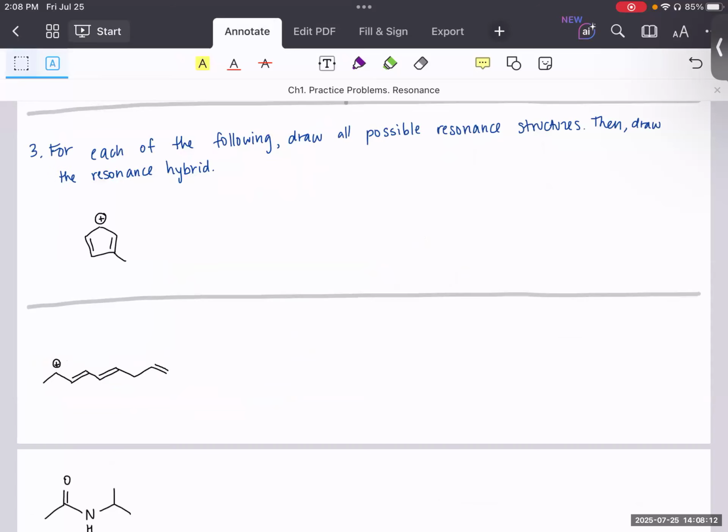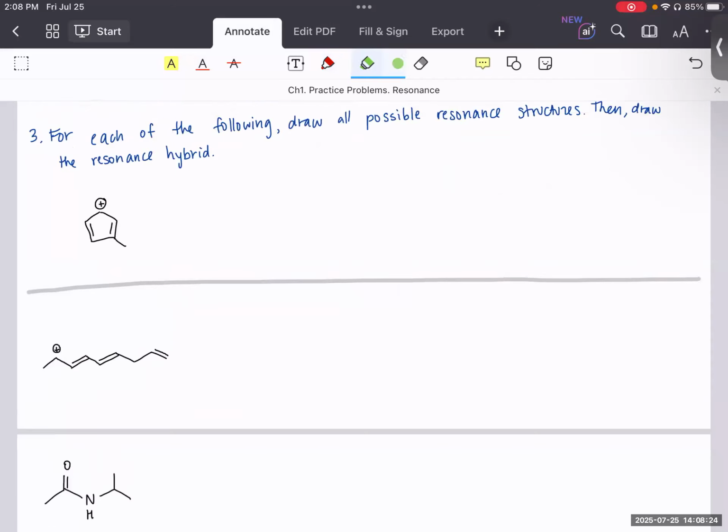All right, so let's get into the kind of more tricky one. So these are going to be drawing in all the possible resonance structures and then drawing the resonance hybrid. And so we can start off with that one from the previous question. And in that previous question, we already identified that these are the only atoms that can participate in the resonance.